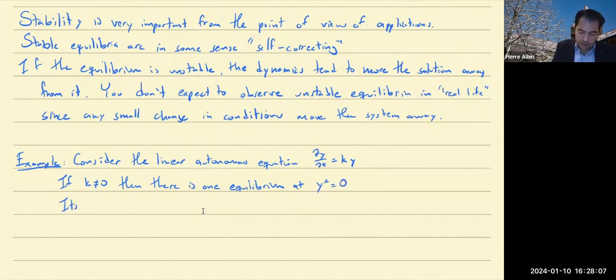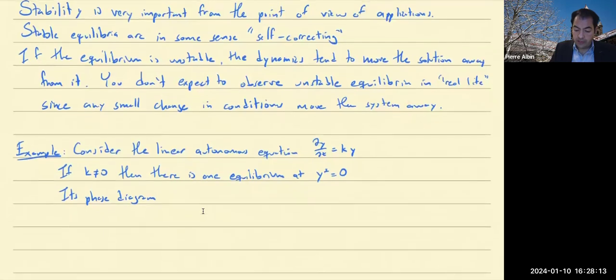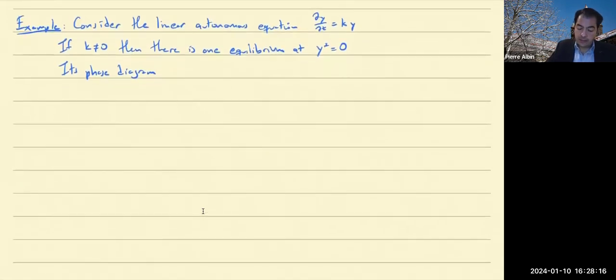Its phase diagram depends on the sign of the constant k. So if k is positive, then we have this point 0, right? And k times y is going to be positive for y positive and negative for y negative. So that means we're going to be moving up or down.